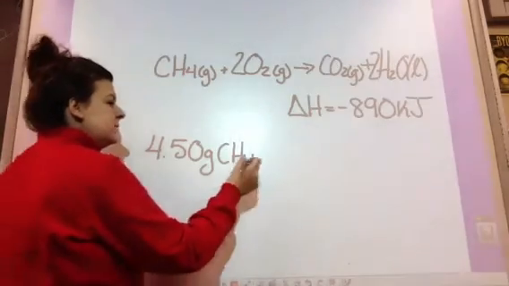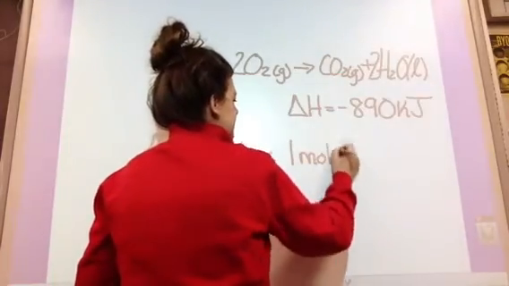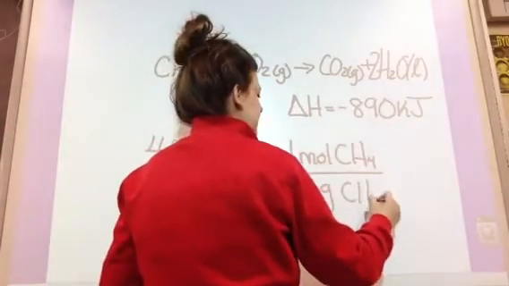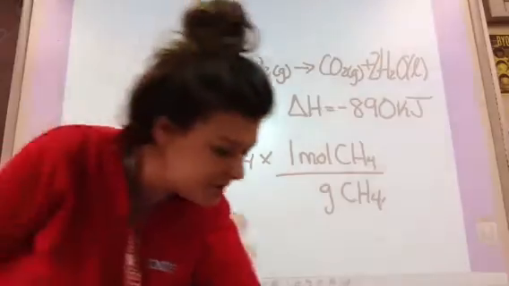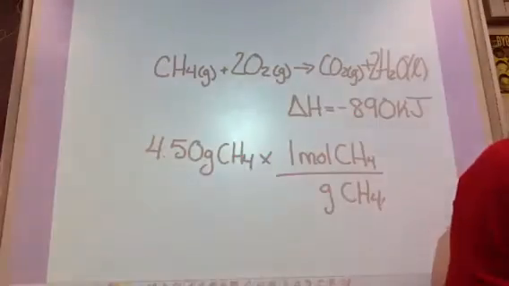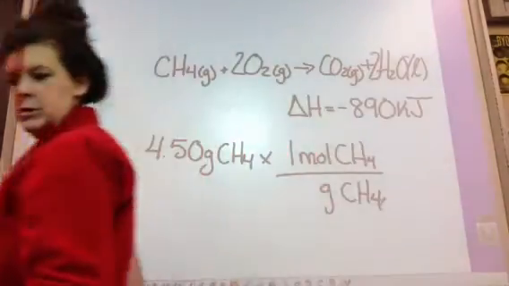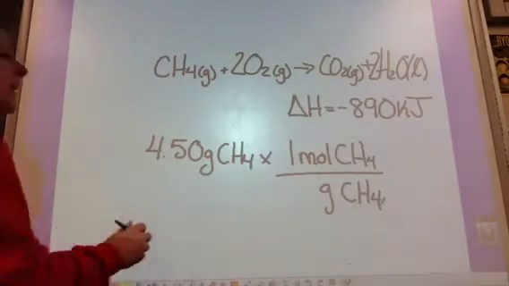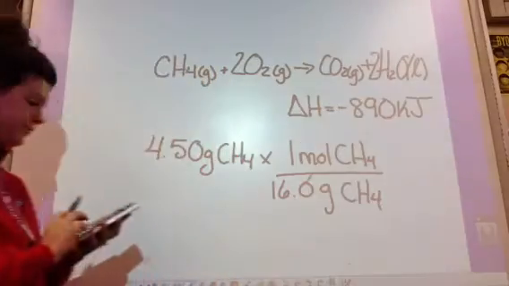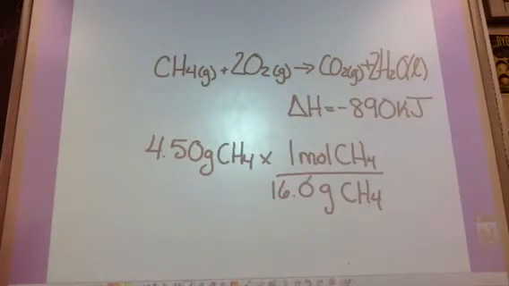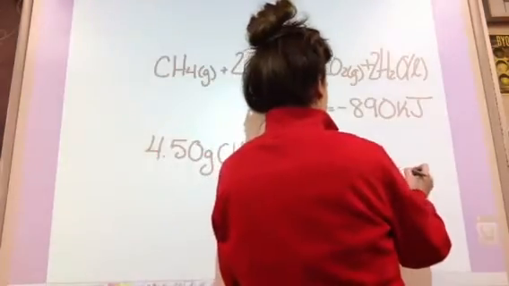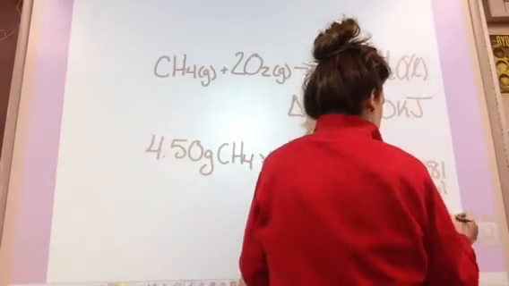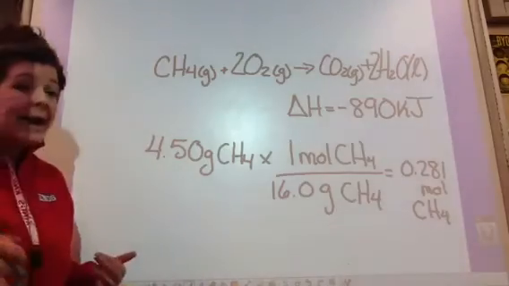So I have 4.50 grams of methane. I want to convert that to moles of CH4. And if I want grams down here below, what am I going to have to use? We are going to have to use our fantastic periodic table. Here we go. And I would get here for my mass 16.0. So if I did 4.5 divided by 16, I'm going to get 0.281 moles of CH4.